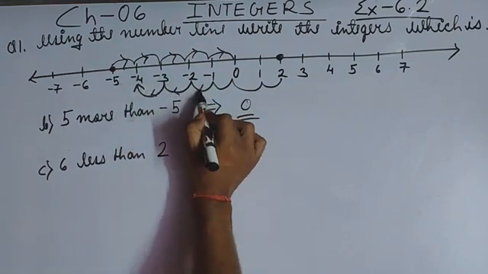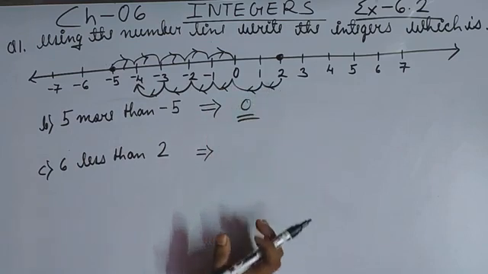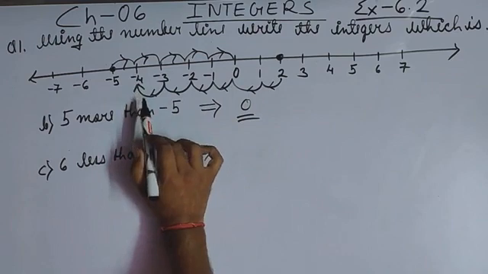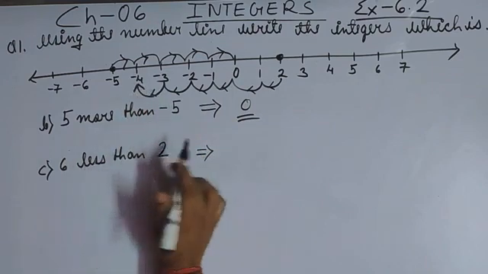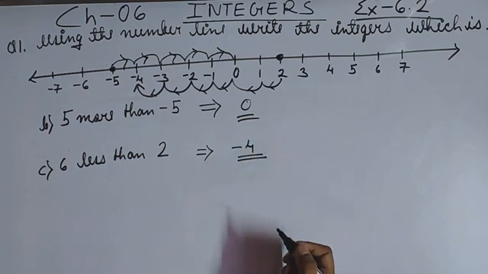We reached minus 4. So this was the direction. Don't forget to mention the direction, as this plays a very important role in the number line. After moving 6 places from the 2, we stopped at minus 4. So 6 less than 2 will be minus 4. I hope you all understood the concept of this question number 1. Now we will move to question number 2. The remaining part of question number 1 you will do by yourself as homework.